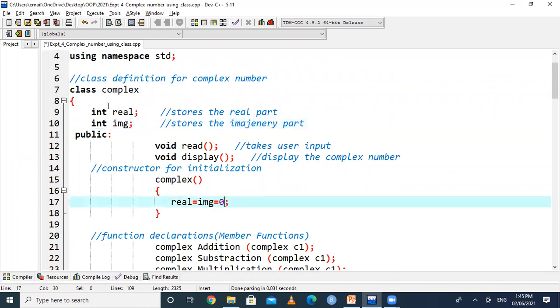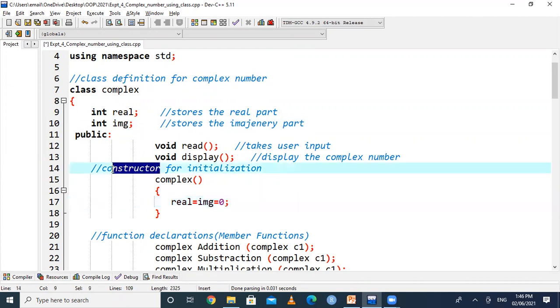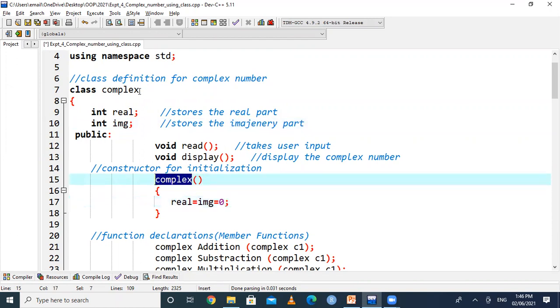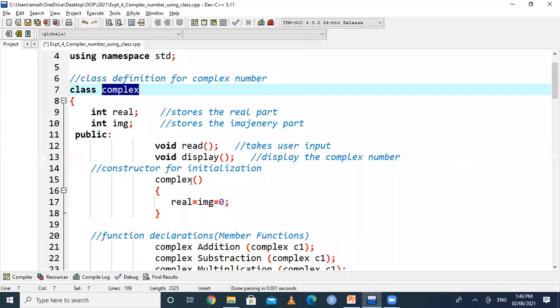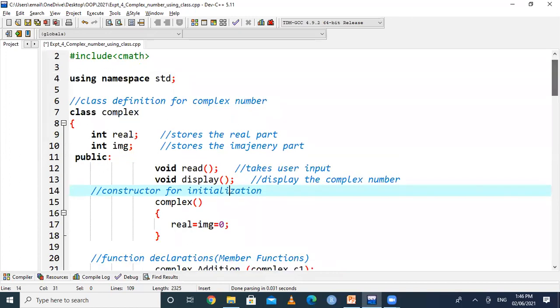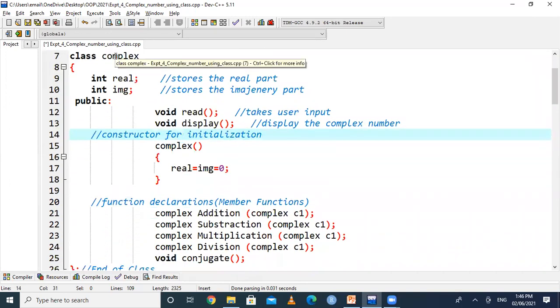So whenever we want to declare a variable inside a class and initialize it, a constructor is used. So a constructor is useful for initializing the variables which are declared inside a class. And the name of the constructor is the same as the name of the class. The name of the class is complex here, so the name of the constructor is again complex. And we can say that the constructor is a member function because it is declared inside this particular class.